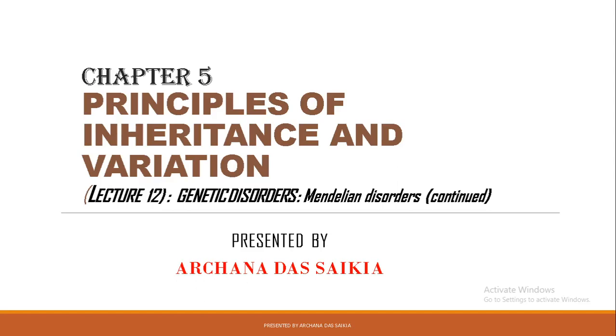In lecture 11, we learned about hemophilia. Now, this is a continuation of Mendelian disorders. We will be learning about sickle cell anemia, thalassemia, and phenylketonuria. So, let us start. Sickle cell anemia.